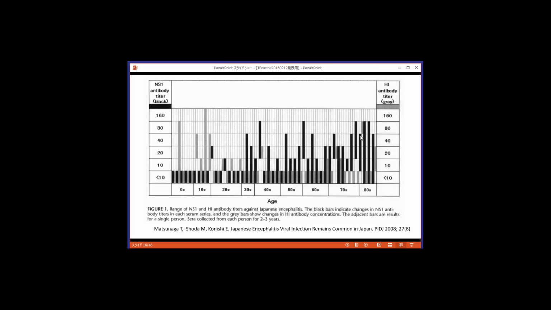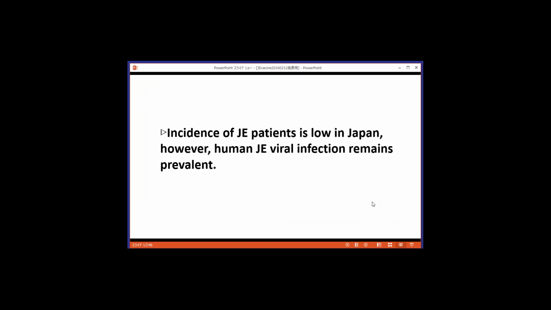Authors also found that 2 of 50 subjects showed a rapid and marked increase in NS1 titer. One showed no symptoms, and another had a low-grade fever. These results suggest that human JE viral infection remains prevalent in Japan, although symptoms can be mild or absent. Now, we understand the prevalence of JE virus also in urban areas.